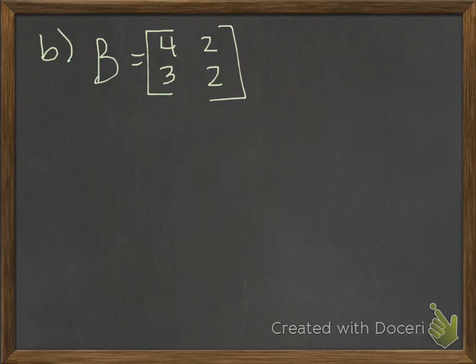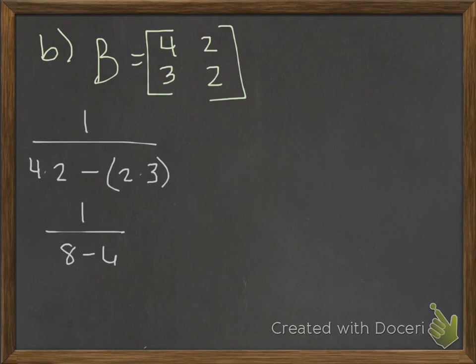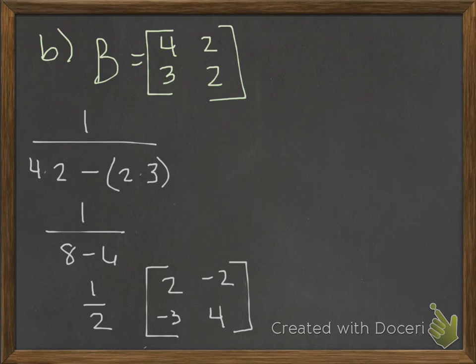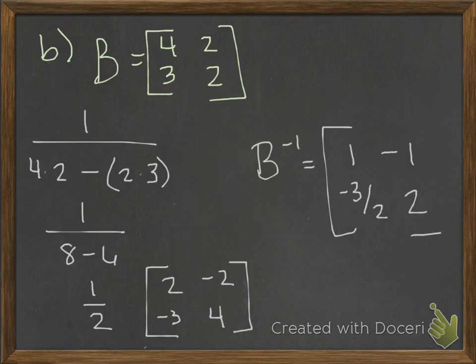So again, to find the inverse, we do 1 over A times D, so 4 times 2, minus 2 times 3. So this fraction will become 1 over 8 minus 6, which is 1/2. And then we take our matrix and we scramble it up, so the 2 and the 4 switch. The 2 becomes negative and the 3 becomes negative. Last thing we need to do is distribute this 1/2 in. So the inverse of B is 1, negative 1, negative 3/2, and a 2.